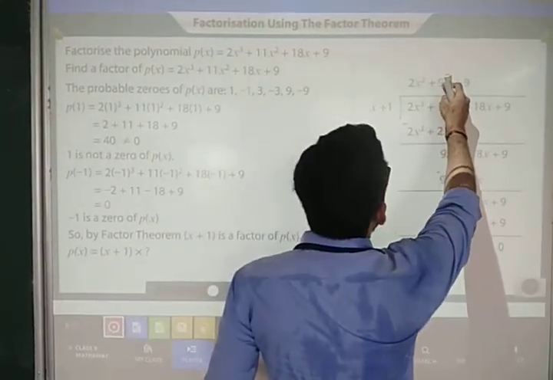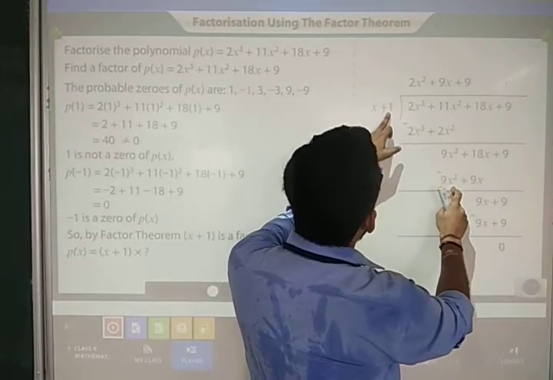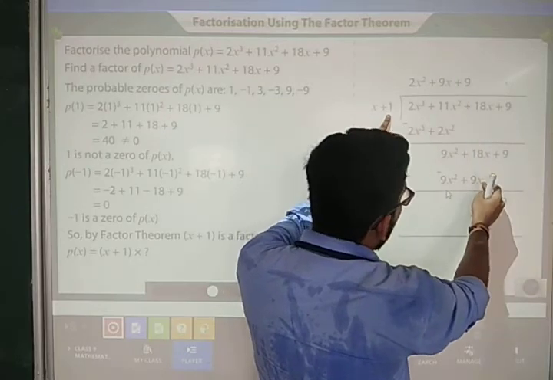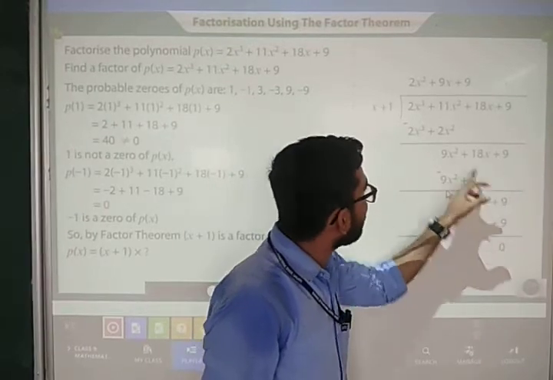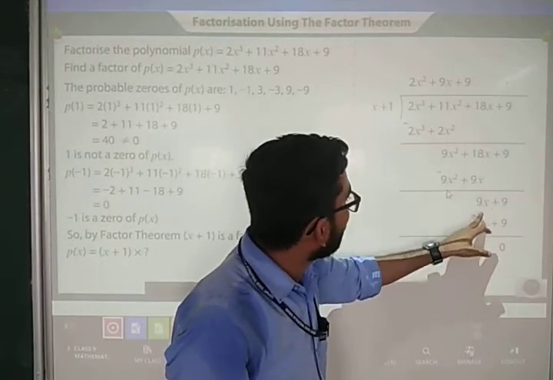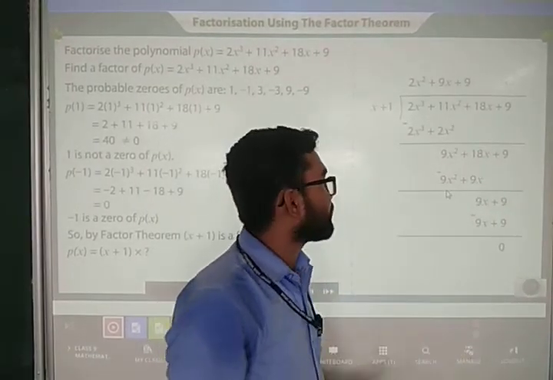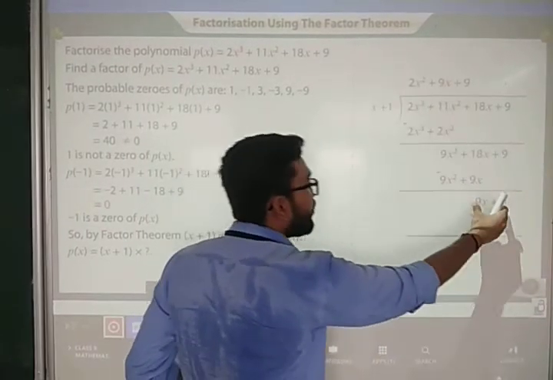So we will write plus 9x here, 9x squared, and multiply the second term with this quotient 9x. We will get 9x, change the sign, minus minus, this 9x squared and 9x squared cancel, and 18x minus 9x is 9x, and the plus 9 is the dividend.